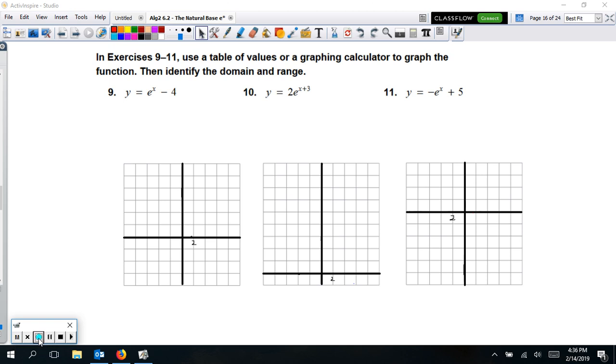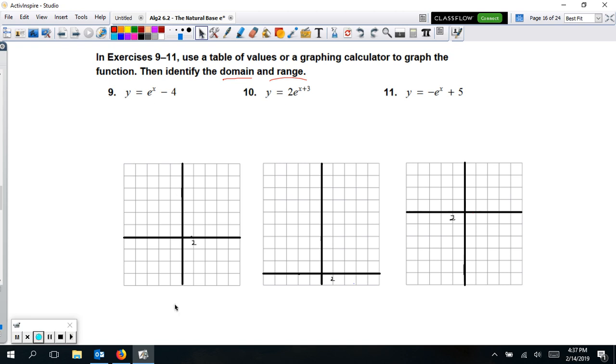Okay, so now we're on 163 at the very top. We're at 9 to 11. It says use a table of values or a graphing calculator to graph the function, and we're going to use our Desmos graphing calculator, and we're going to put some values from there down into a table. Identify the domain and range, so we will do that. So that's something that we need to realize. We're going to identify the domain and the range. We've talked about that already.